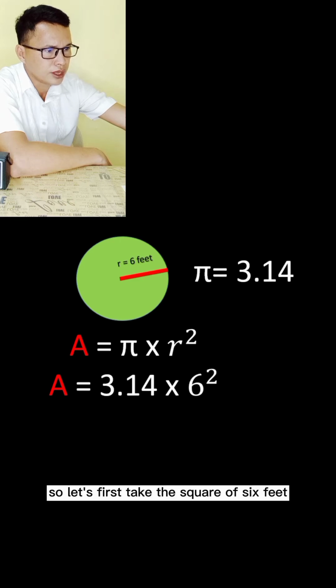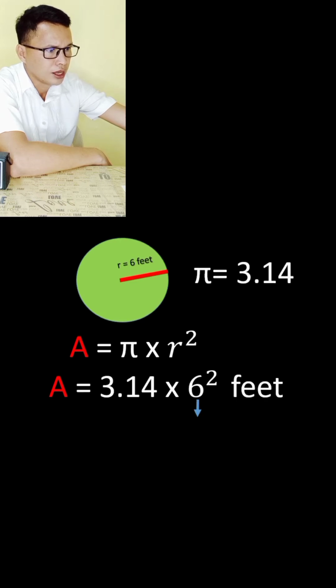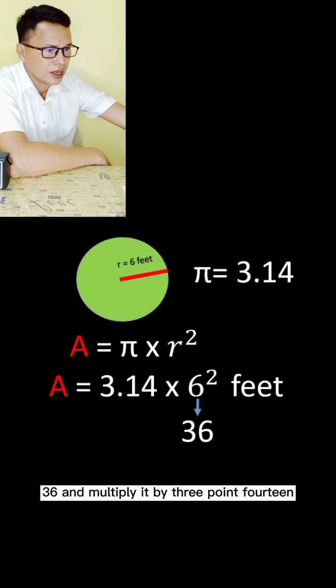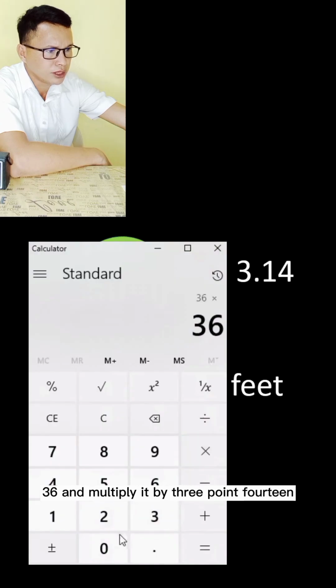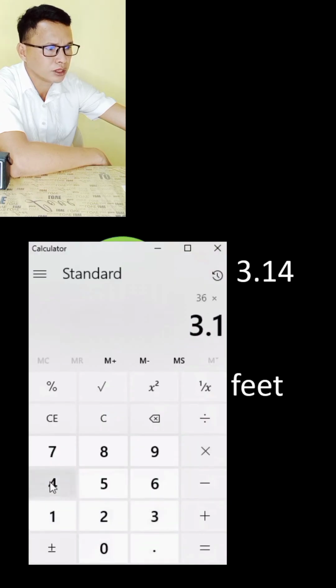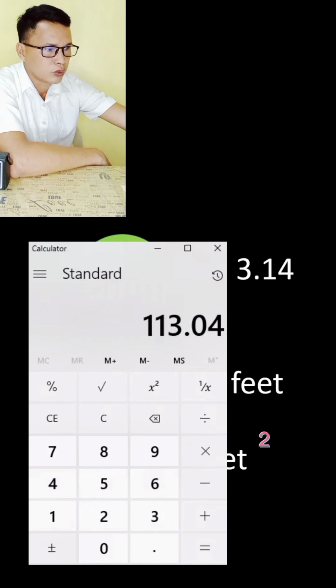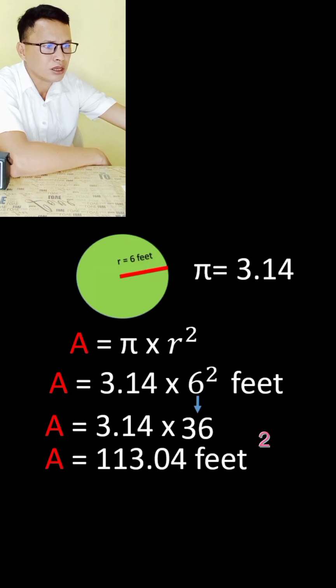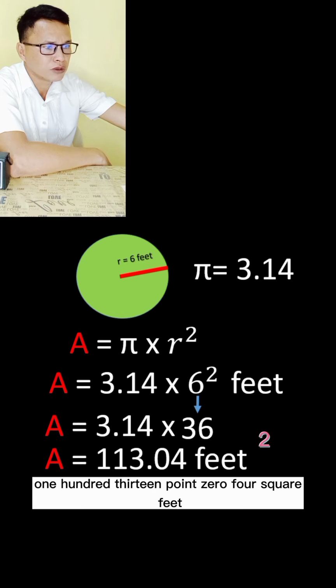So let's first take the square of 6 feet, and that will give us 36 because 6 times 6 is 36. And multiply it by 3.14 is 113.04 square feet. So in this problem, the area the carabao can eat is 113.04 square feet.